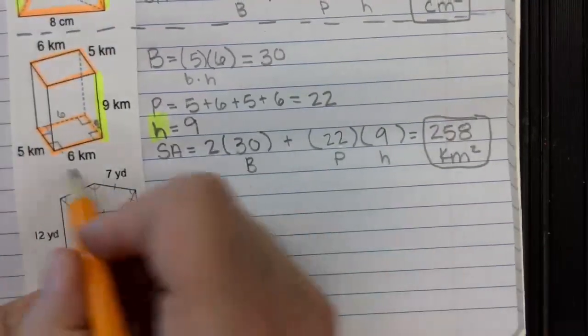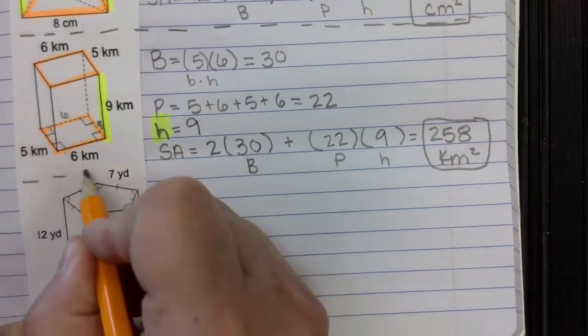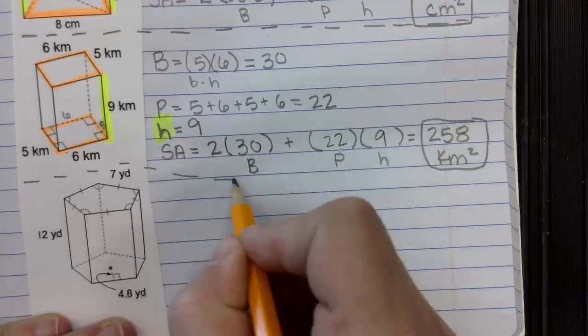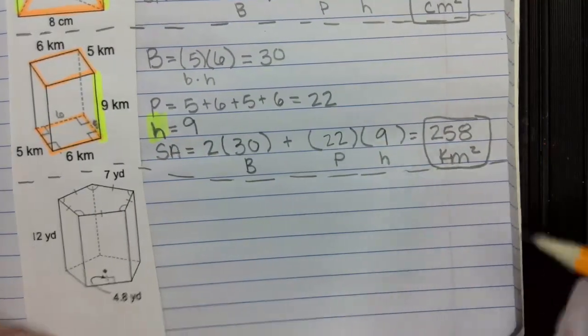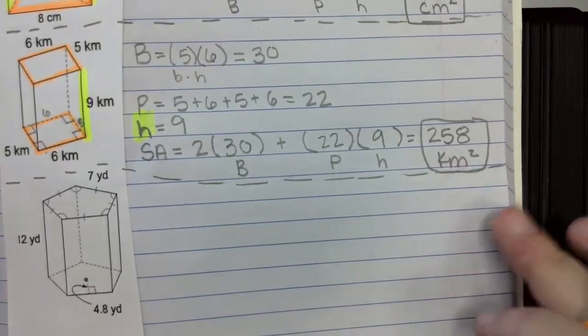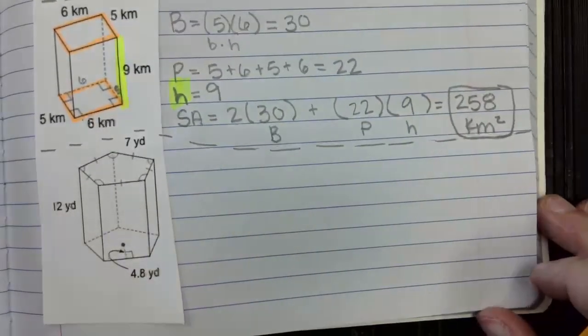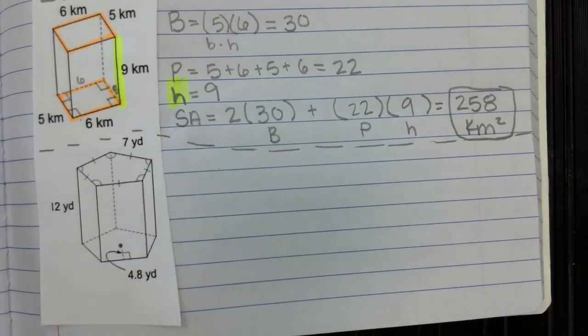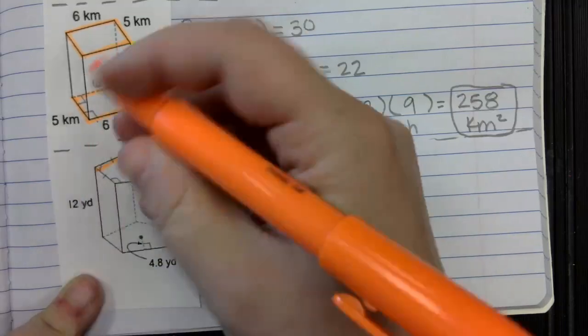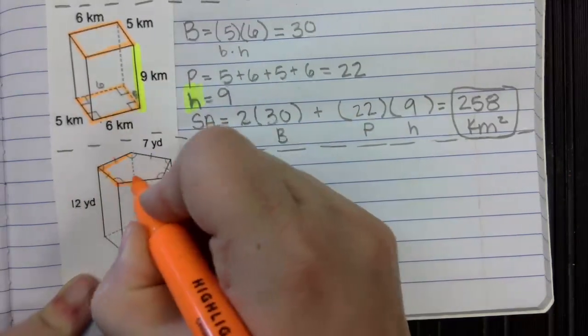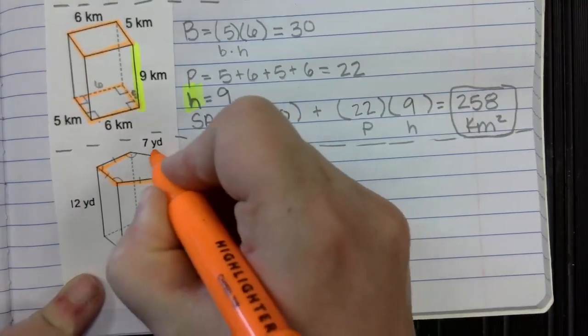All right, last one here. What kind of prism do we have for this last one? What's our base shape? It's a polygon. Good, it's a regular polygon. We see all the sides are the same. And how many sides does that polygon have? 5. So a 5-sided shape is a pentagon. So this is a pentagonal prism.